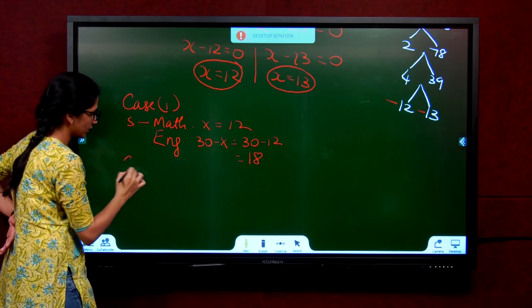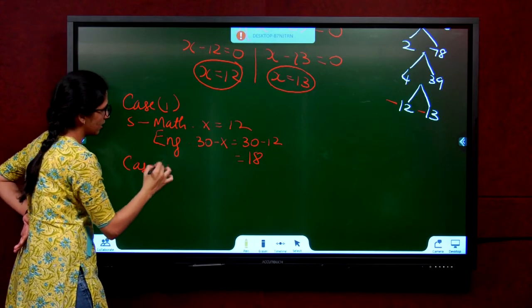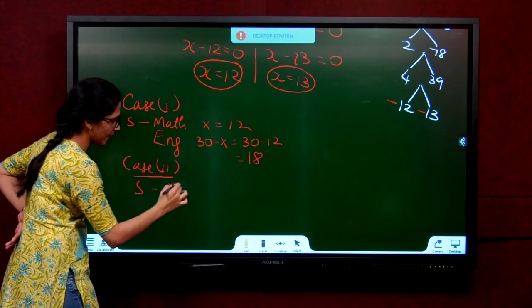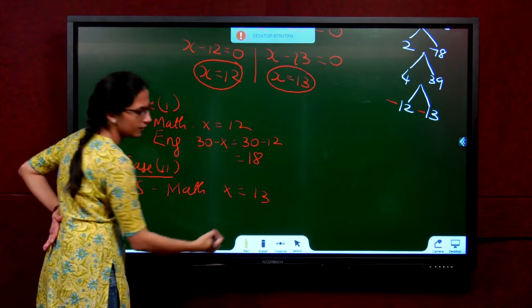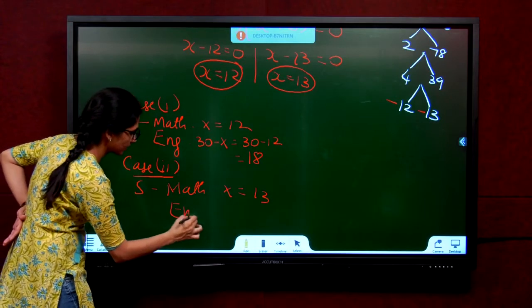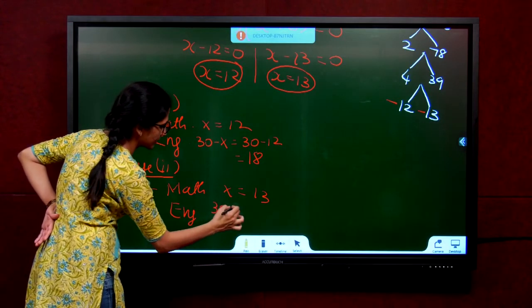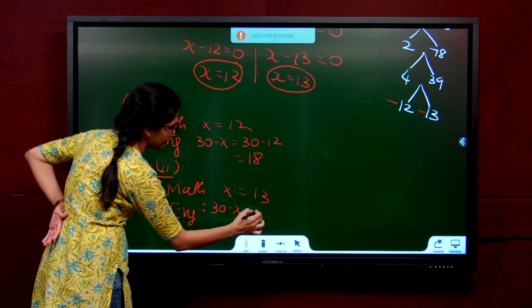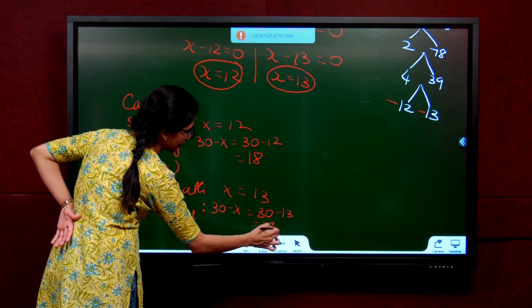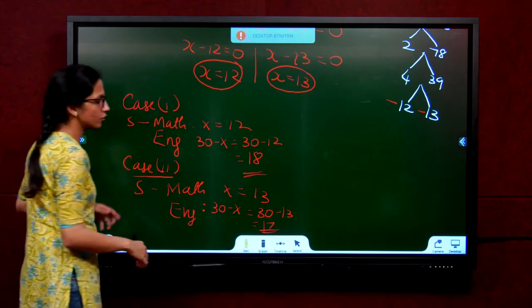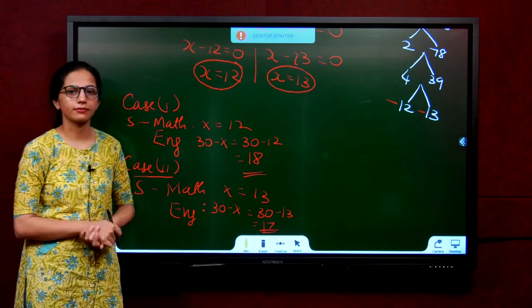Next, case 2. If Shefali's math marks is x equals 13, then her English marks will be 30 minus x, that is nothing but 30 minus 13, which is 17. So these are the two possible cases.